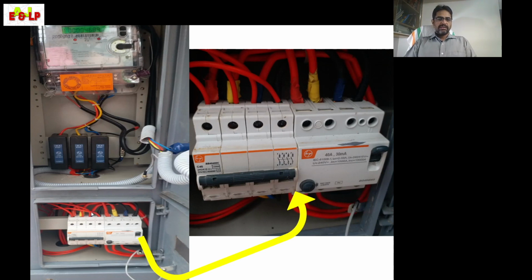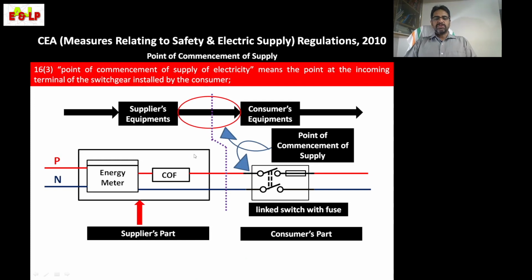Here the breaker is zoomed and you can see the MCB and RCCB. I am asking whether these connections are correct or not, whether the connections to the supplier side or consumer side are correct. For entering into that topic, let us deal with some basic terms.